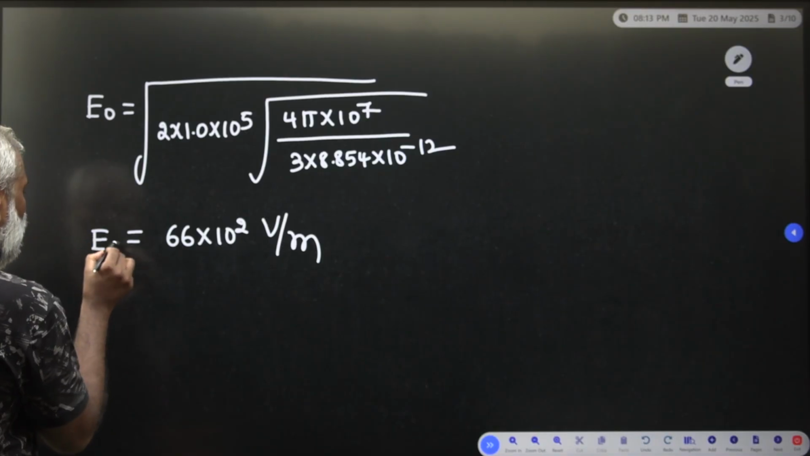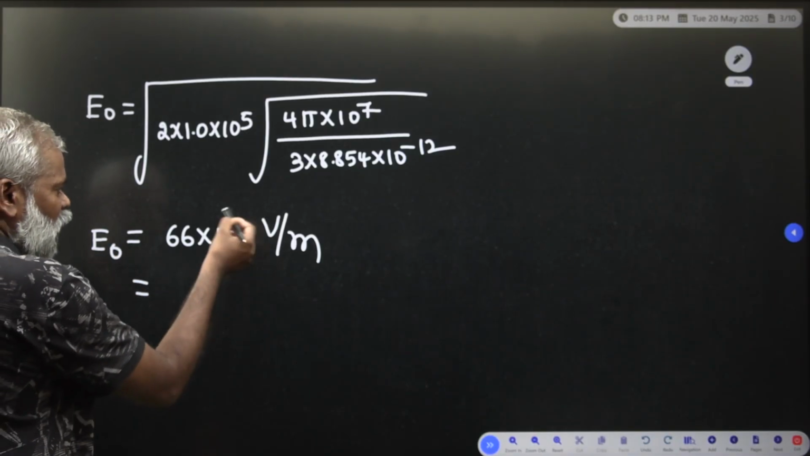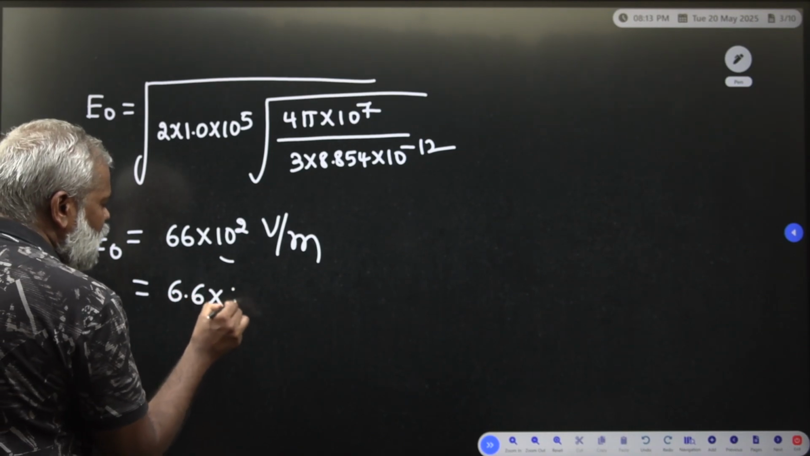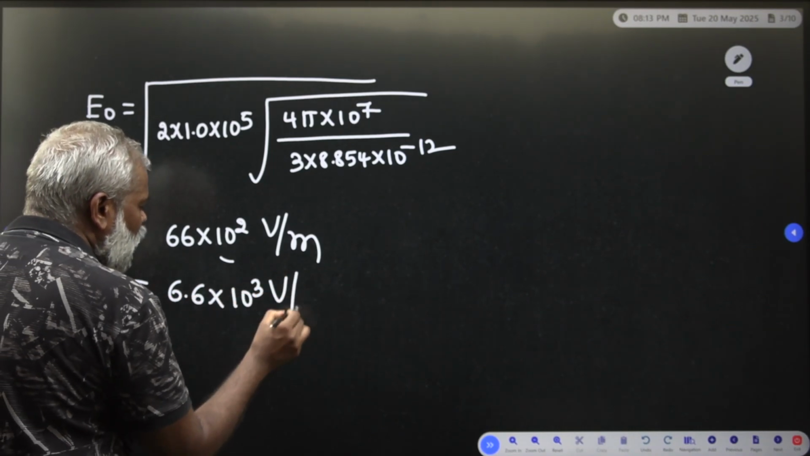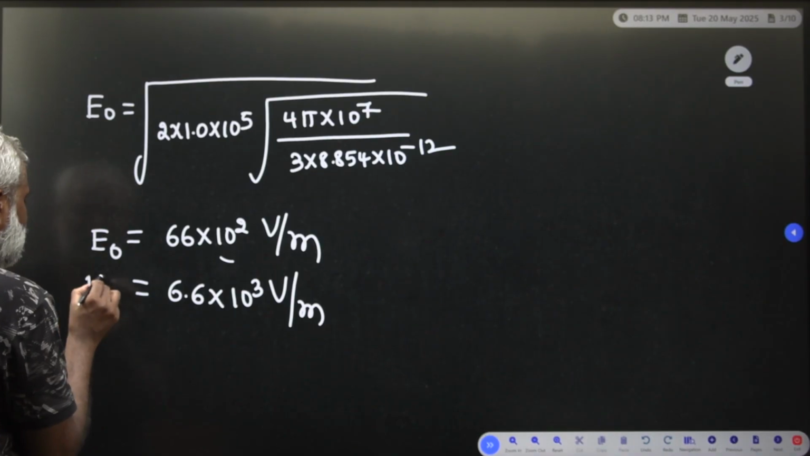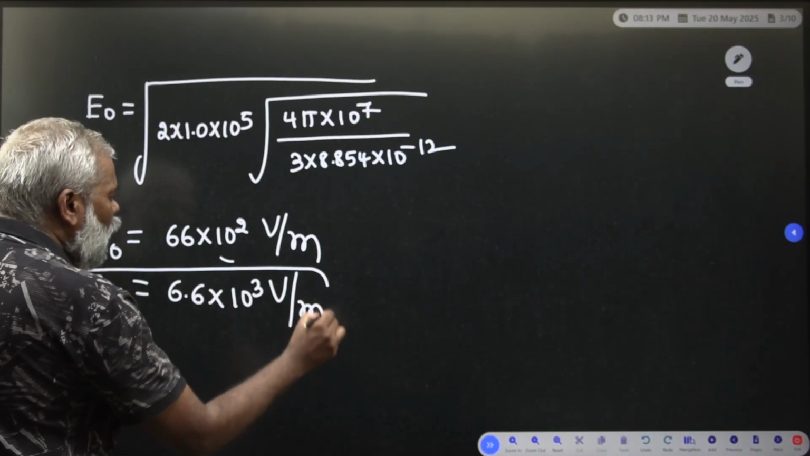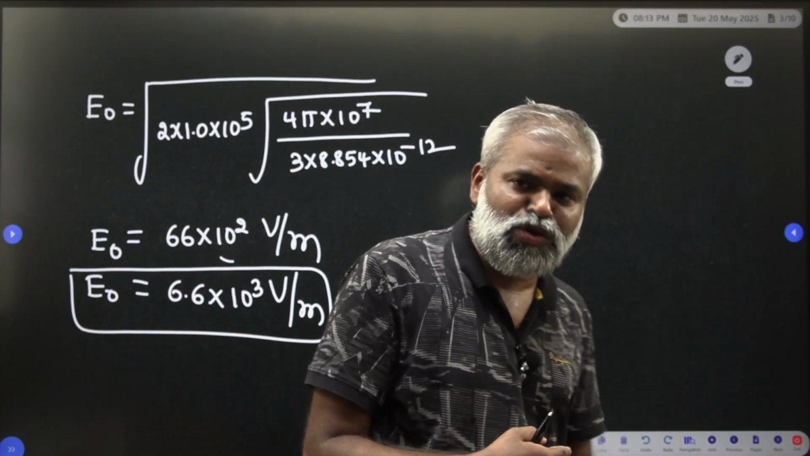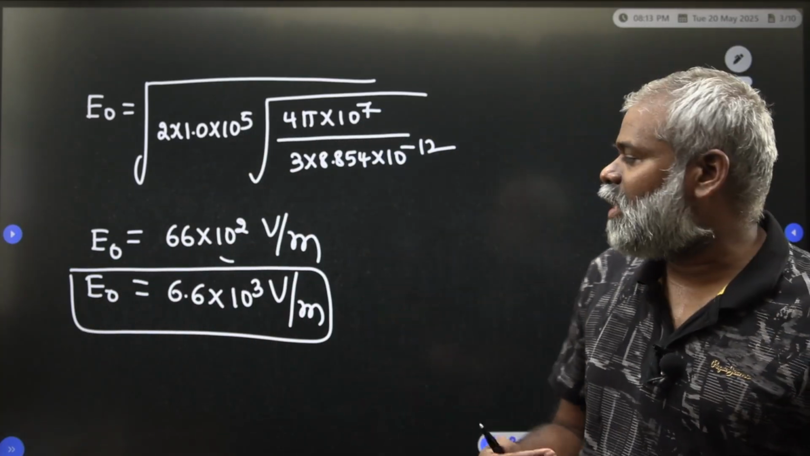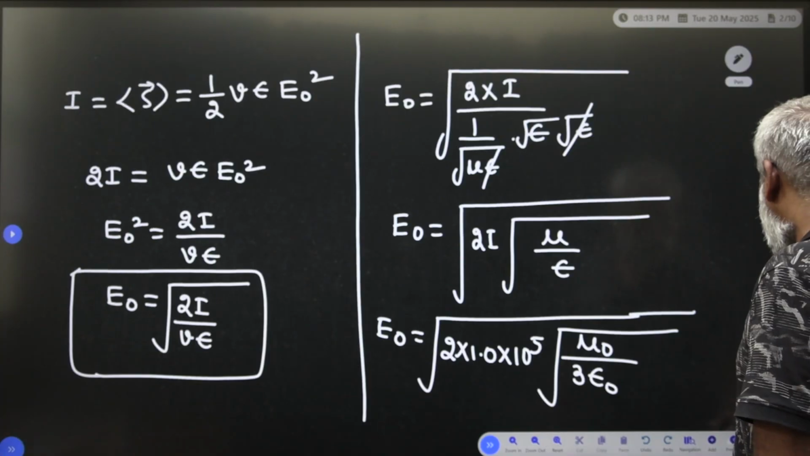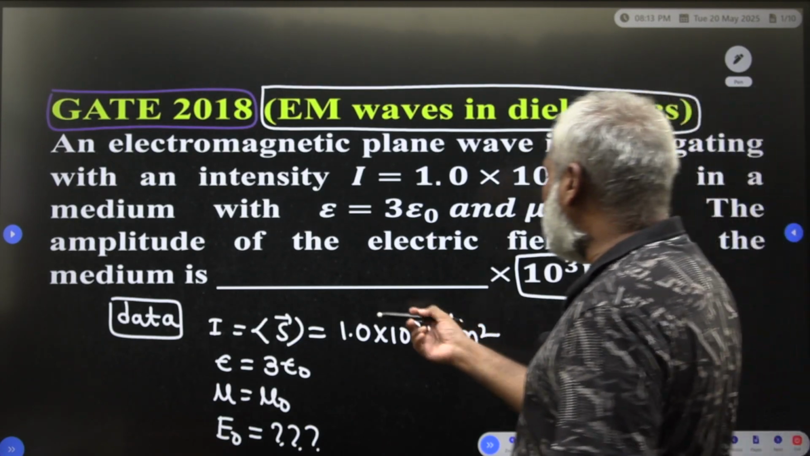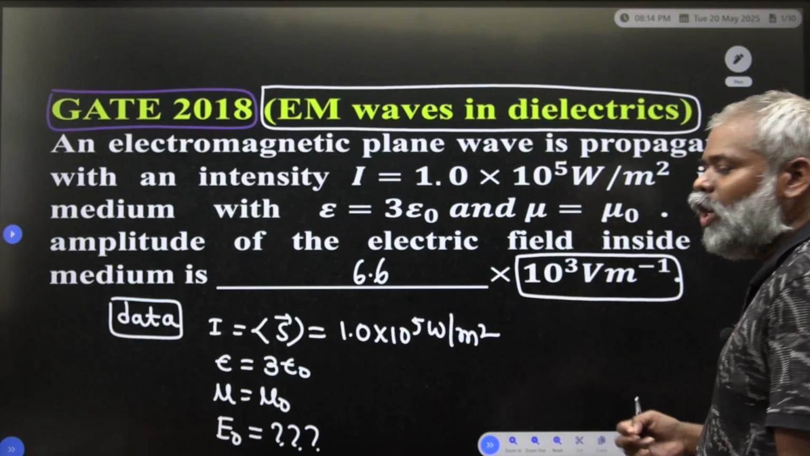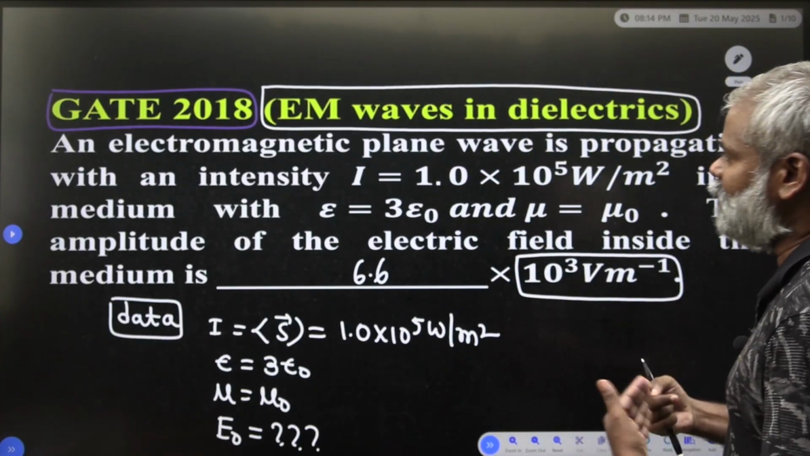But in terms of 10 to the power of 3 we need to get it. So therefore 6.6 into 10 to the power of 3 volt per meter. So this is the amplitude of the electric field corresponding to your problem. Like this we have to do in our competitive examination. What is your answer? 6.6 into 10 to the power of 3 volt per meter. Like this we need to do.